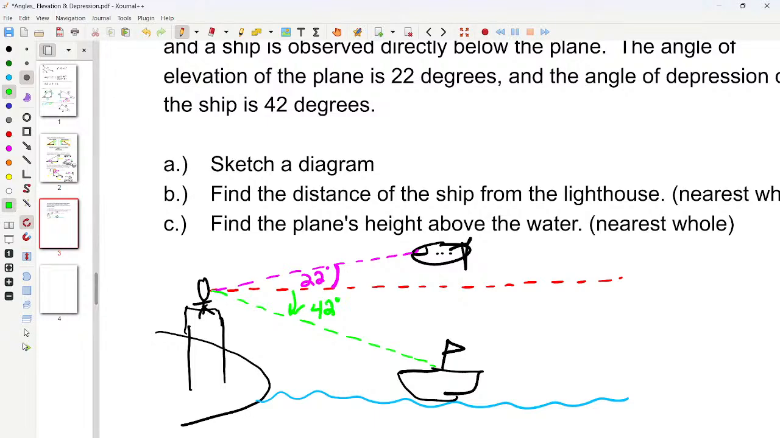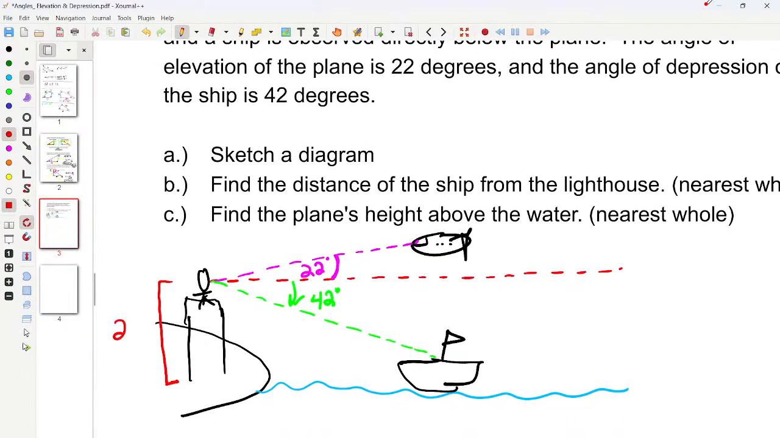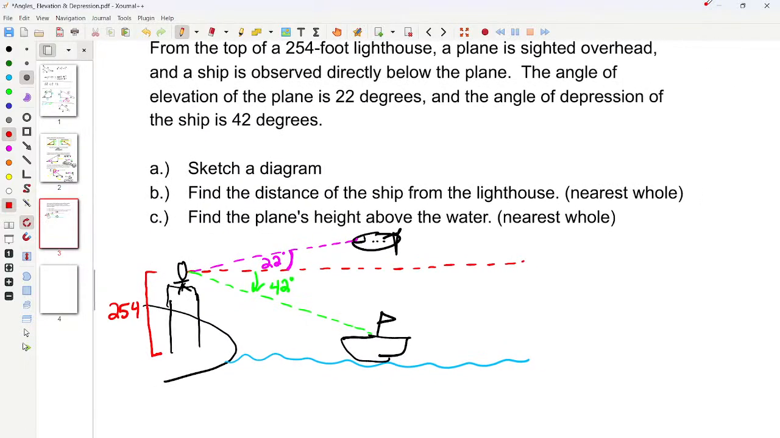I don't see any right triangles yet, but I definitely have my picture drawn. I guess there's one other thing I do want to note. From here to the ground, I'm on a lighthouse that is 254 feet. All right, sketch a diagram. Boom.